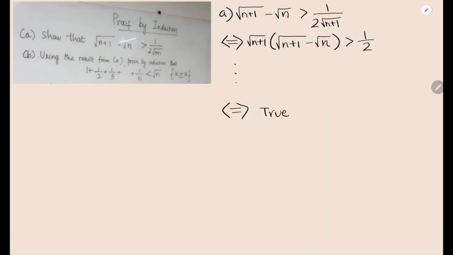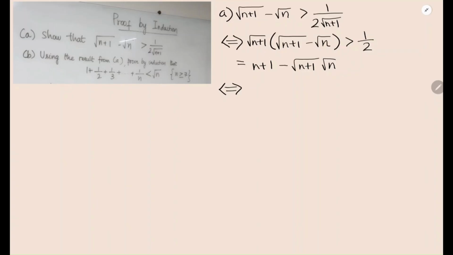Because all of these are equivalent to each other, if the final inequation is true, then this inequation is true. So that is what I'm going to do right here. I'll distribute, and I'll get n plus 1 minus the square root of n plus 1 times the square root of n, if and only if.